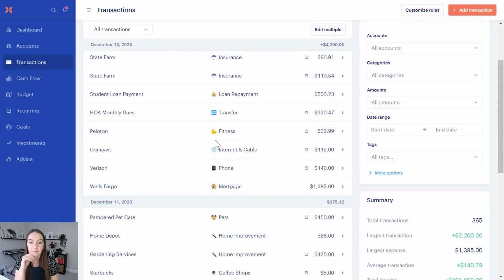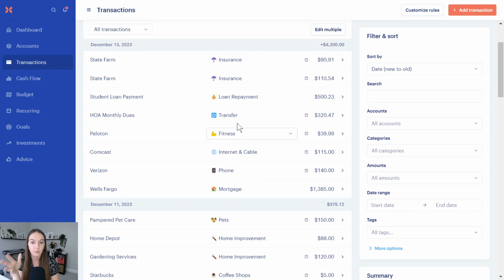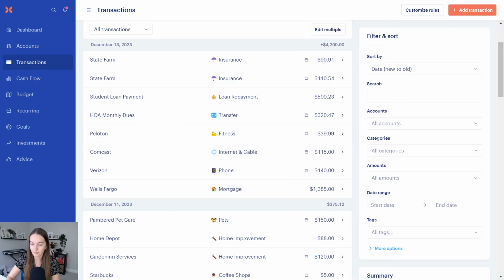And so you need to make sure that all your outgoing expenses are labeled correctly. Otherwise, you will get incorrect information here. But we can just put that right back to where it was. And I kind of already forgot what it was.